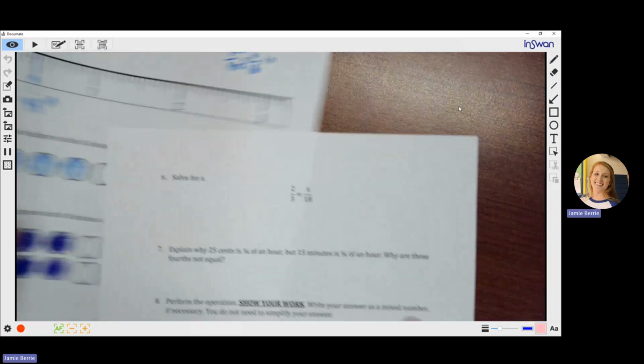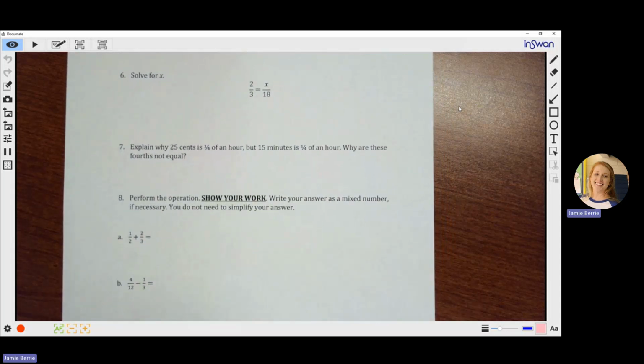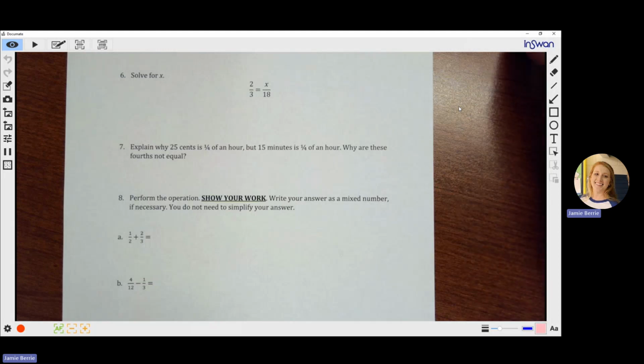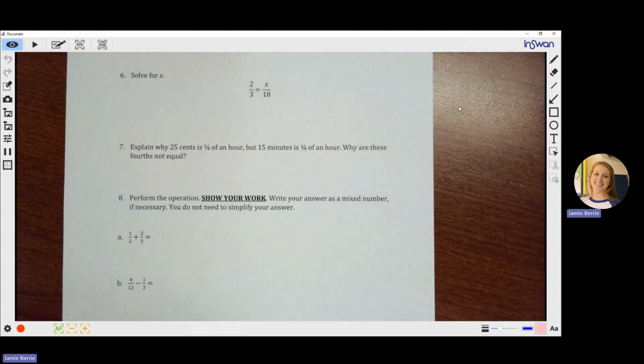Right, number 6. Solve for x. I wasn't sure if we did any like this in class, but I thought it was a good example of equivalent fractions. And so you may feel like you want to cross multiply here, and that is fine. That is one way that you can do it.